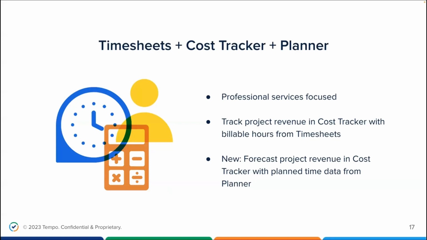All right, so quick shift in gears. Let's have a look now at how Timesheets is being integrated with our other Tempo products. So the combination of Timesheets plus Cost Tracker and now plus Planner is a powerful combination for professional services workflows. You can use Timesheets plus Cost Tracker to track revenue coming from billable hours of timesheets. This gives you complete labor costs and revenue for your project in Cost Tracker. And in addition to that, you can also get planned time data from Planner into Cost Tracker to get forecasting for project costs and revenues.